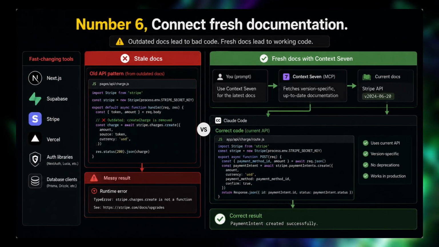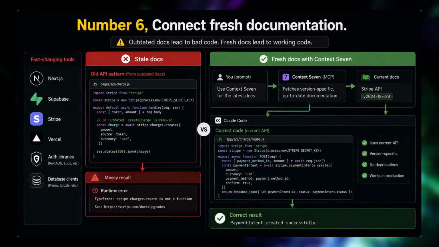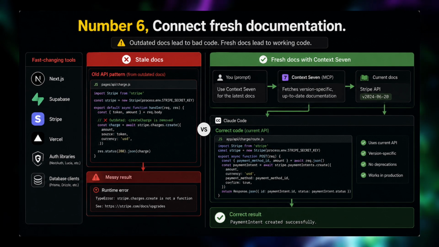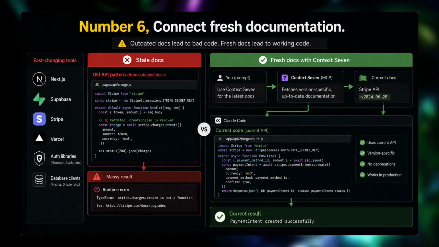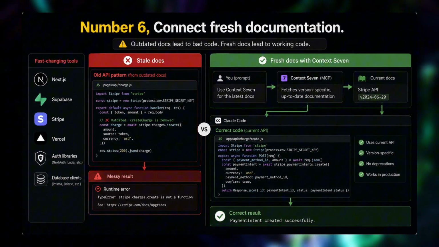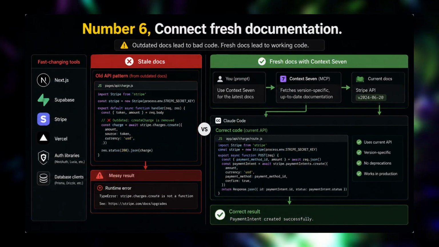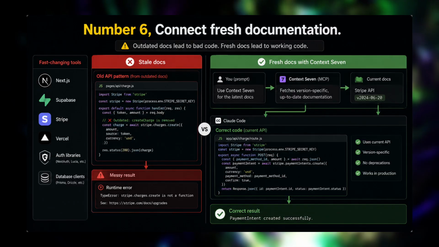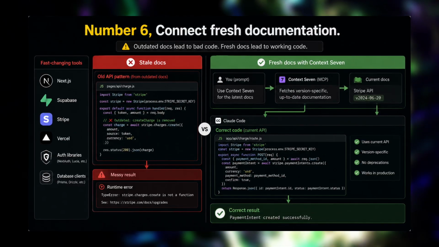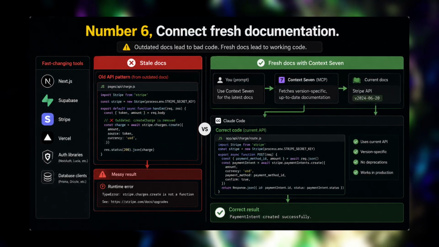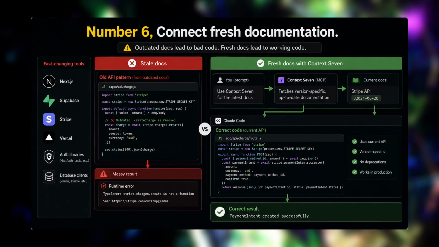This is where MCP servers become useful. MCP means Model Context Protocol. In simple terms, it connects Claude Code to outside tools and data sources. A documentation MCP, such as Context 7, can help Claude fetch current version-specific docs instead of relying only on training data. The practical habit is simple.